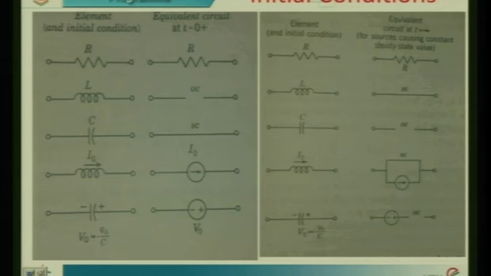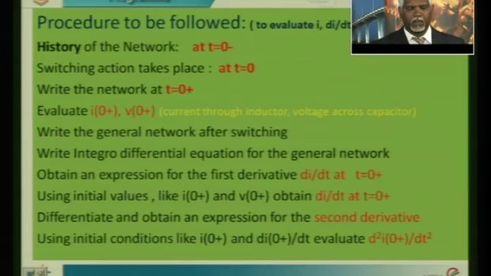Just to recap, R remains R, L acts as an open circuit at t equal to 0 plus, capacitor acts as a short circuit at t equal to 0 plus, inductor with initial current acts as a current source, capacitor with initial charge across it acts as a voltage source, and we know the state of these elements at t equal to infinity when there are steady state values.